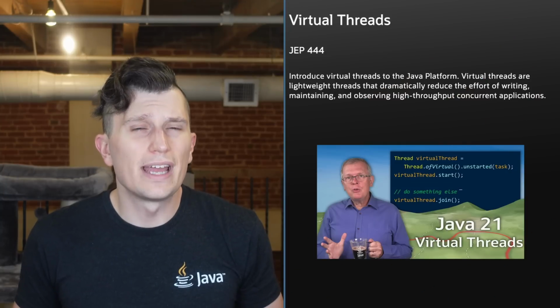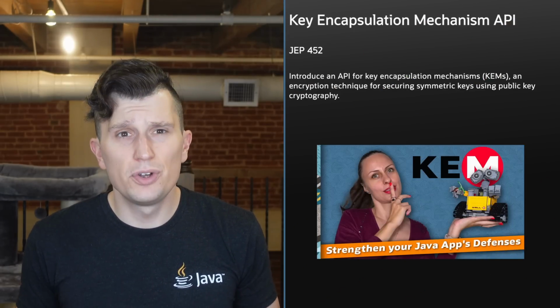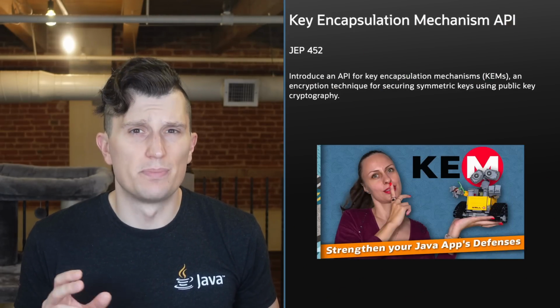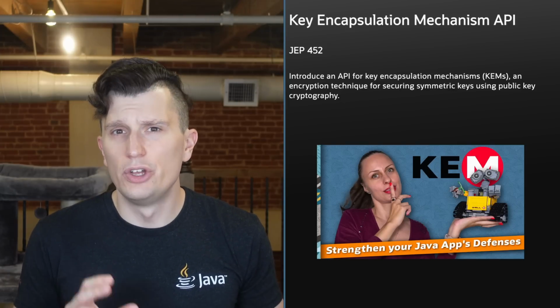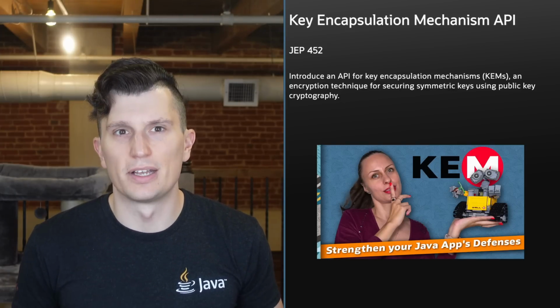JEP 444 is a big change many Java developers have been waiting for, the promotion of virtual threads to a final feature. Virtual threads introduce a lightweight thread model to Java, and if you want to know more, we have a video on that topic. JEP 452 adds a key encapsulation mechanism API, and well, I'll leave this to our own Ana Maria, who just did a video on this topic.